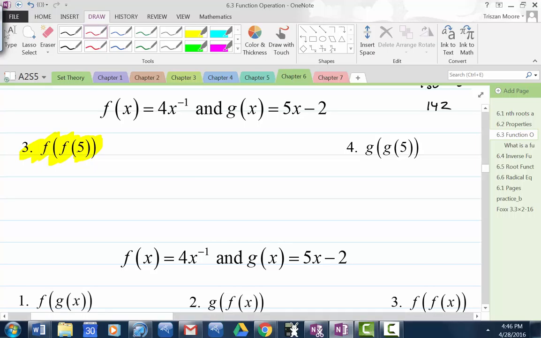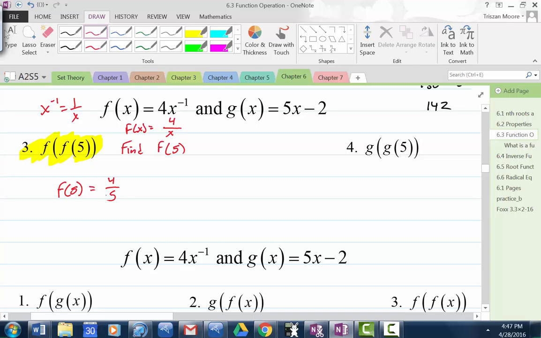If I find f of 5, let's see, f of x equals 4x to the negative 1. This actually means the same exact thing as f of x equals 4 over x, since x to the negative first equals 1 over x. So f of 5 is pretty much 4. Let me write it here. F of 5 equals 4 over 5.